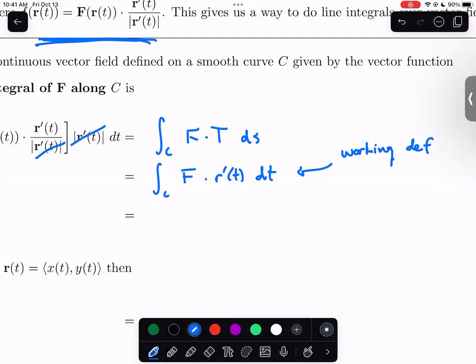It doesn't have to be, but a lot of times in class, when I'm doing problems, if they give me any of the different 5 ways to showcase this, I pretty much always do F dot r prime of t dt.